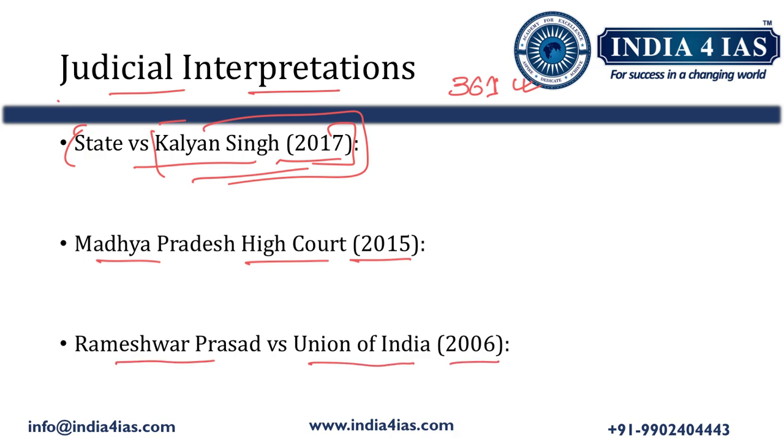The third judgment is Rameshwar Prasad versus Union of India, in the year 2006. This is related to the Bihar Assembly dissolution. The governor dissolved the Bihar Assembly. The Supreme Court ruled that the governor's immunity does not prevent judicial review of actions that are taken in bad faith. This is the ruling of the Supreme Court with respect to the governor's immunity. These are the three important judicial interpretations of Article 361 of the Indian Constitution.